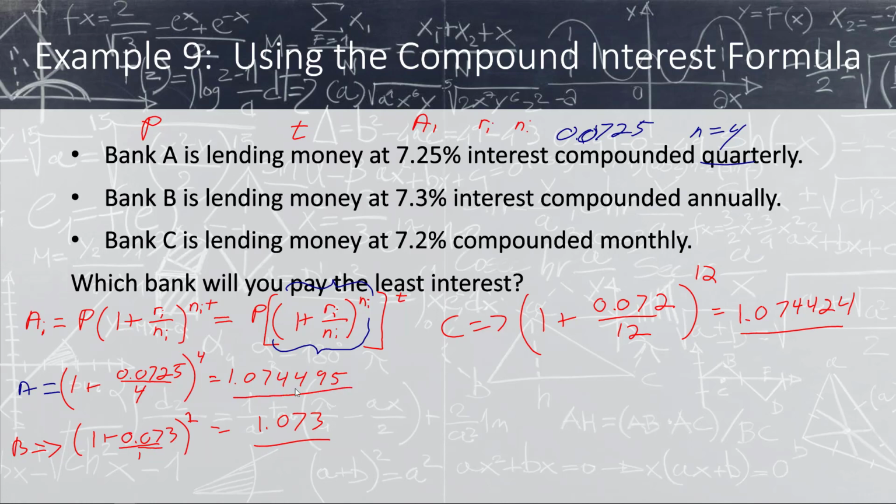We have 1.074, 1.074, and here is 1.073. This right here is the smallest. So it turns out that bank B, the one that has the highest interest rate but is only compounded annually, will provide me the least interest.